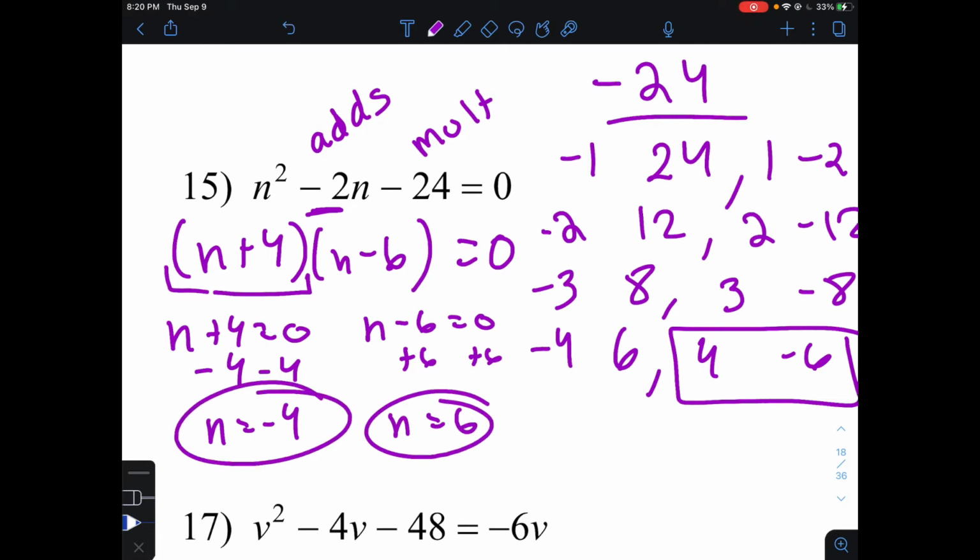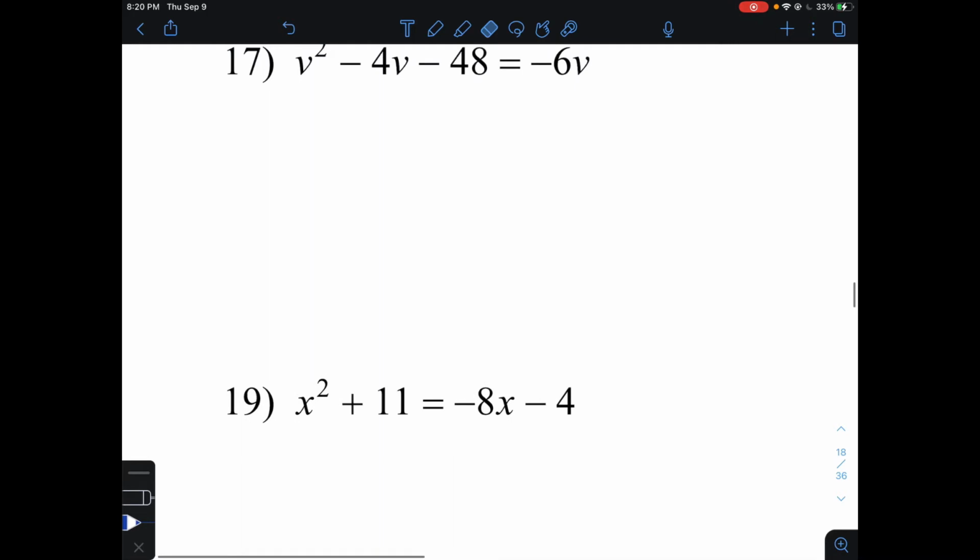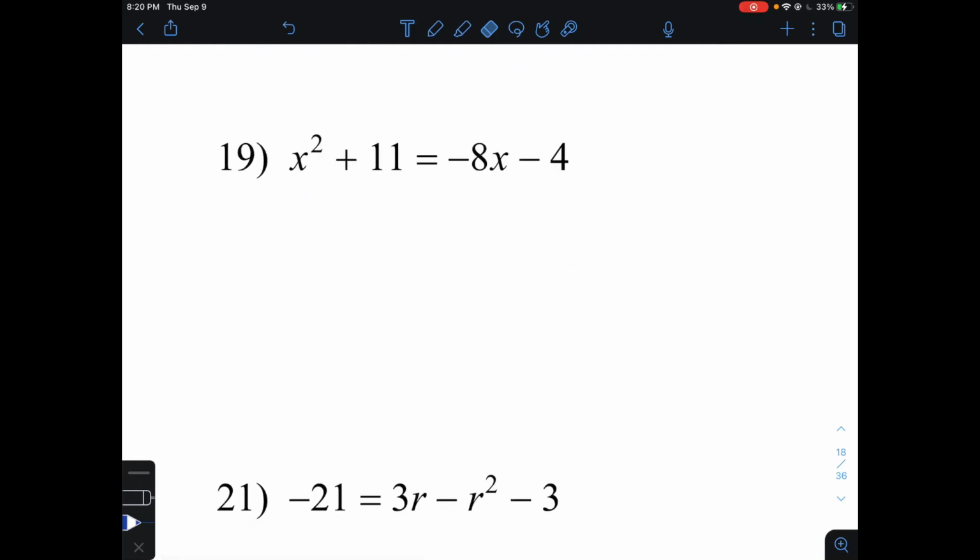All right. Now, if you notice, this was already in what we call standard form, and it was set equal to 0. Now, sometimes you're going to get quadratics where they're not set equal to 0 yet, and you've got to do a little bit of work. So let's go ahead and try number 19. This one is not set equal to 0 yet.